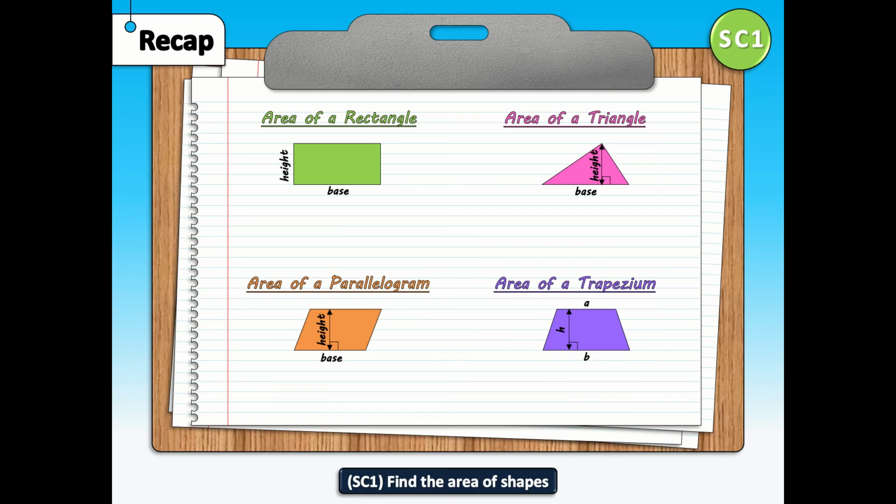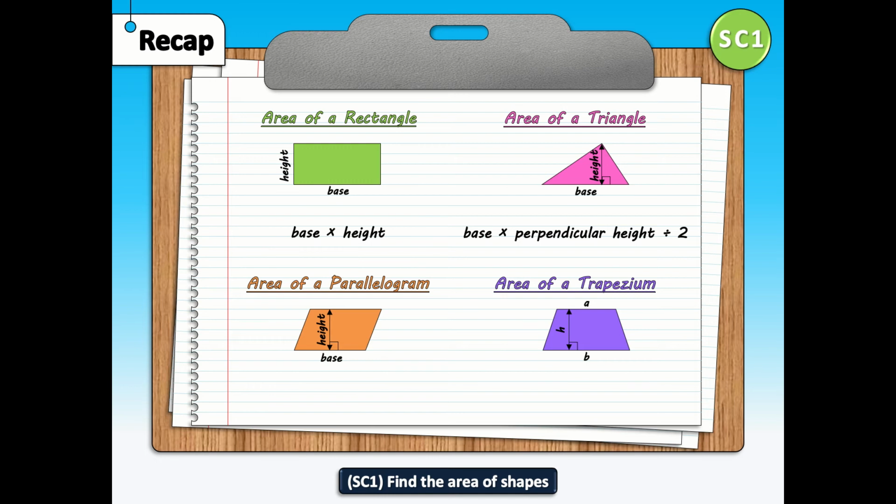So we're just going to quickly recap how to find the area of each of these shapes. To find the area of a rectangle, you need to do the base times height. For the area of a triangle, you do the base times height divided by 2, and the base and the height will always meet each other at a right angle.